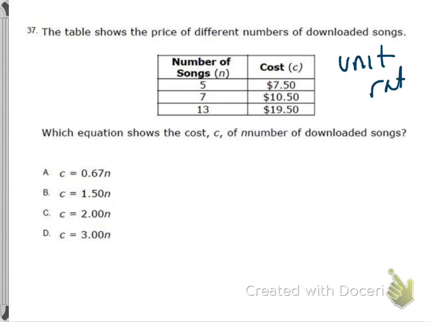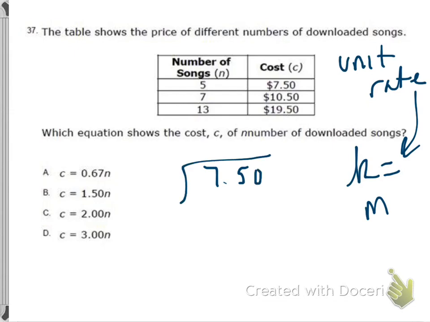which is also K, which is also M. They're all a lot of the same things. We've been calling them all the same things, but it's easy enough to figure out, I think. So let's look at 750 divided by 5. Decimal should go on top. So it looks like it's $1.50 a song.